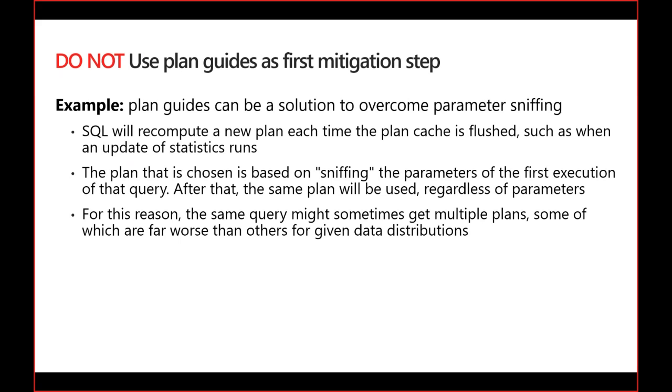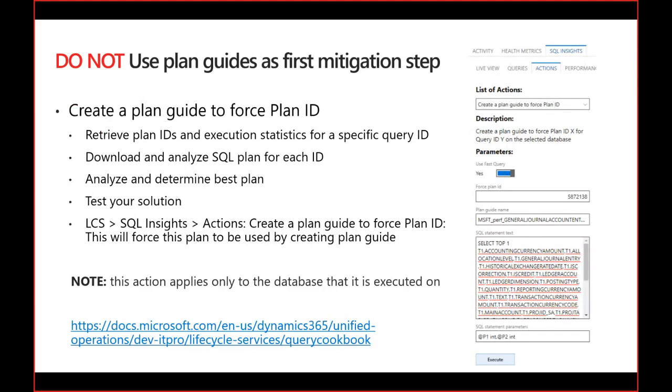For this, plan guides could help, and we also made this available in LCS. We actually have two options there. The first option is to create a plan guide to force a plan ID. For example, you have an expensive query, you retrieve different plan IDs for it, and you do an analysis. Based on this, you discover this is the best plan that should be used to resolve this query with this specific set of parameters. You test it, and in the end you can create a plan guide directly through LCS, which will then force the plan to be used.